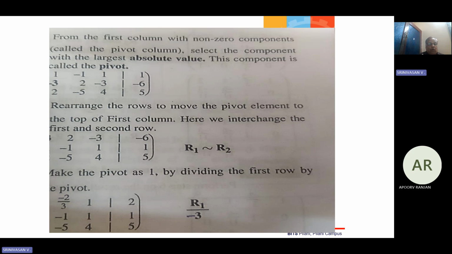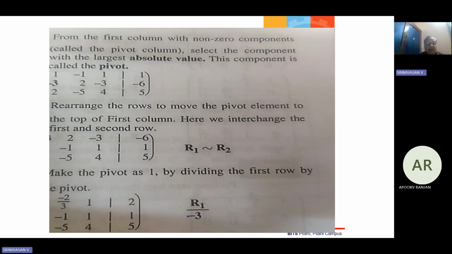Therefore, that row is to be made the first row. So that element will become minus 3, not plus 3. The element that is available there becomes the pivot element, and the column is the pivot column. Okay. So we will make it as 1, just for simplification purposes, that's nothing more. So you now divide R1 by minus 3.